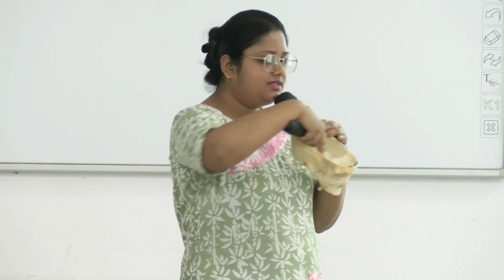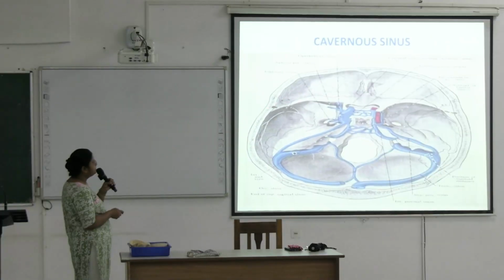Here lies the superior orbital fissure. You can see it just below the lesser wing of sphenoid. So it extends from the superior orbital fissure up to the apex of the petrous temporal. Superior orbital fissure in front to the apex of the petrous part of the temporal bone behind. Next, see here, this is the superior orbital fissure, this is the lesser wing.